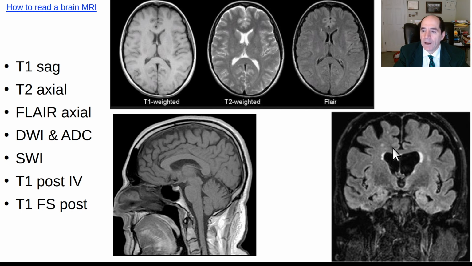Okay. These are the frontal horns. Here's the third ventricle in here. Here's the hippocampus in here. So I'm just showing you what stuff looks like on brain MRI.